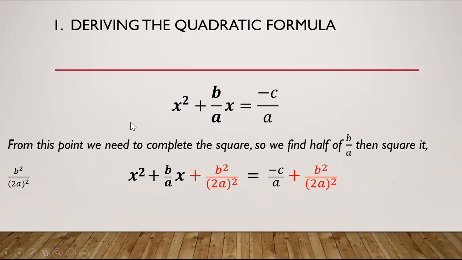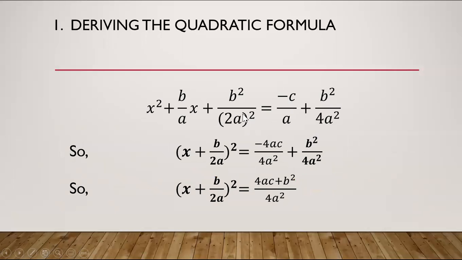And then we're going to use the process of completing the square. So we're going to take this right here. We're looking for half of b over a, which is b over 2a. We'll see that particular expression quite often, b over 2a. Then we're going to square it and add it to both sides. So b squared over 2a squared is being added to both sides of this equal sign.